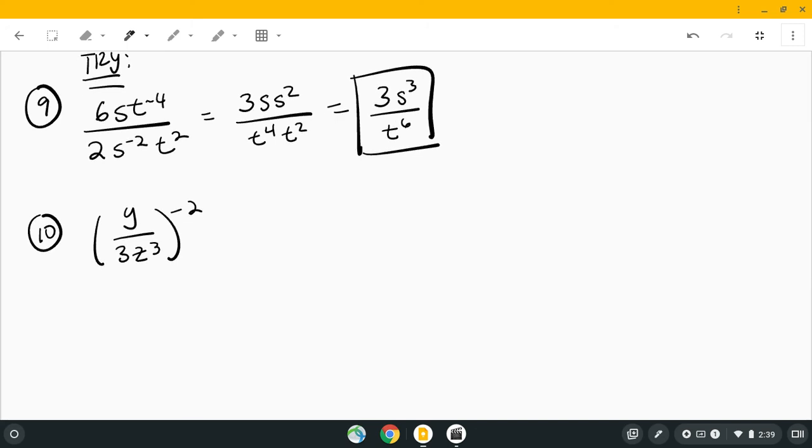All right, and let's go ahead and do this one. Here, everything gets a negative exponent, so everything will get flipped. And now the exponent will become positive. Again, different ways to attempt this, so long as you get the same answer at the end, that's fine. Okay, 3 squared is 9. Z to the 3 times 2 is 6. And y squared.